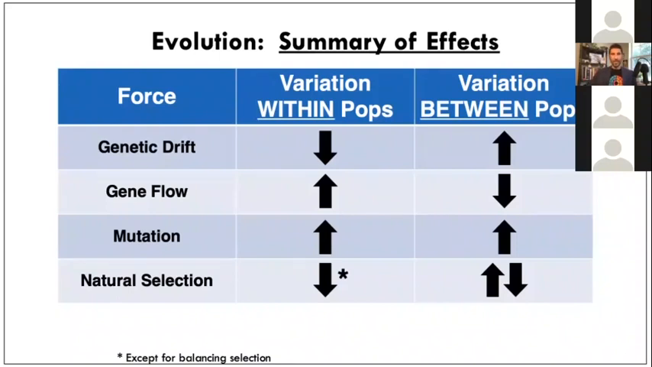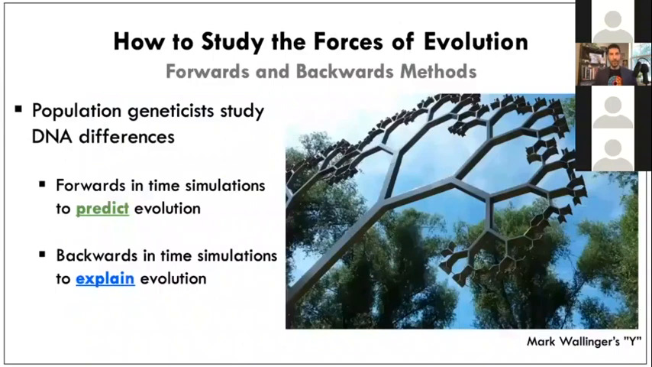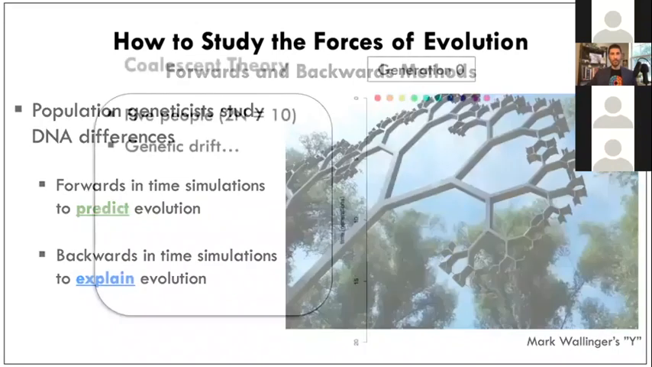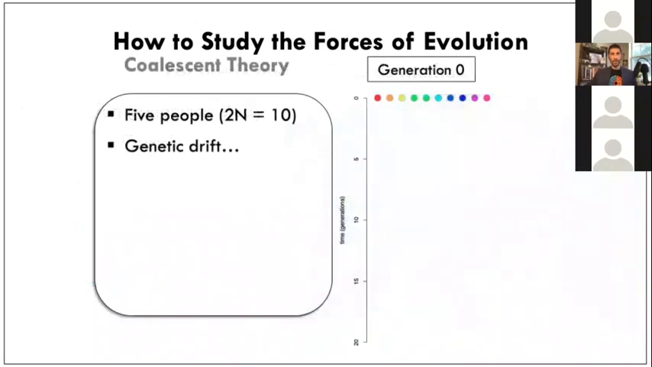So how do we study this in PopGen? Well, we can either predict evolution through time in the future, doing simulations, or we can use gene trees, like the mitochondrial gene tree, for example, to explain our history, our past. We call this coalescent theory.